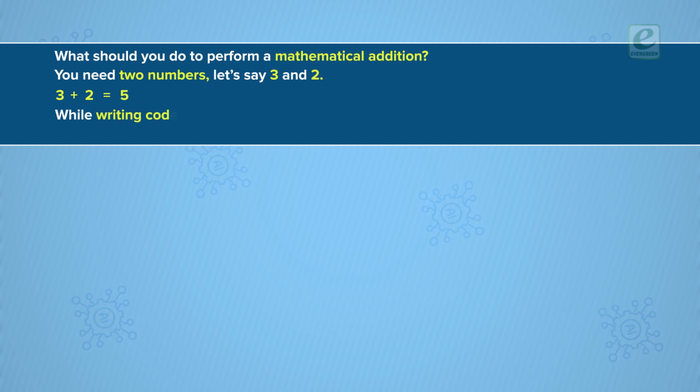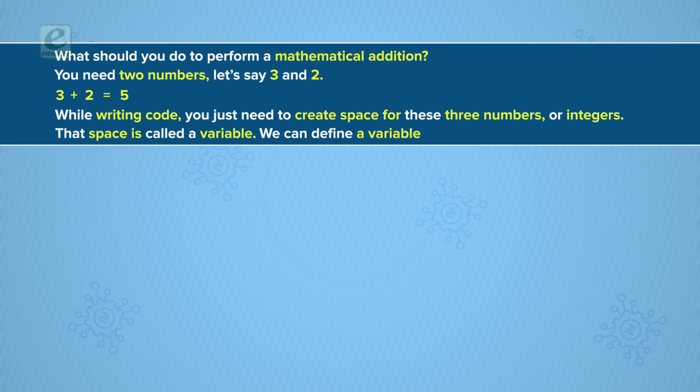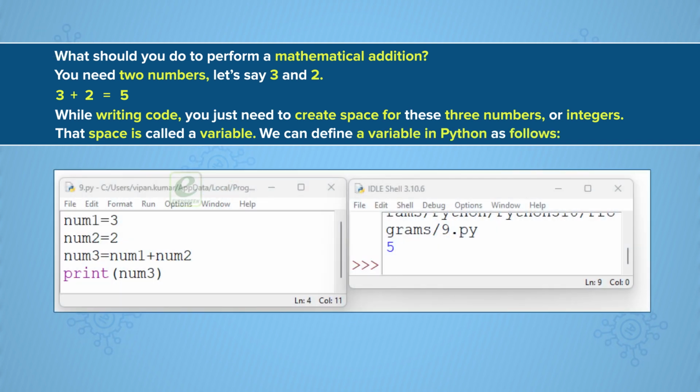While writing code, you just need to create space for these three numbers or integers. That space is called a variable. We can define a variable in Python as follows. num1 is equal to 3, num2 is equal to 2, and num3 to store the addition of the first two, result. Then you can print the value of num3 by using print.